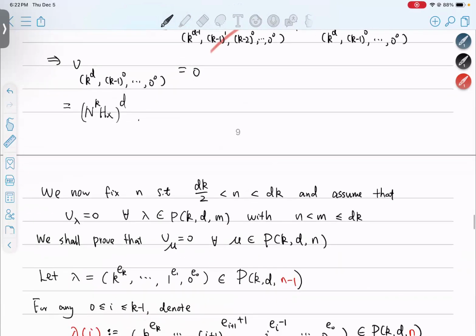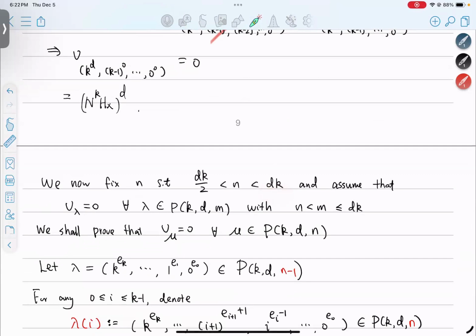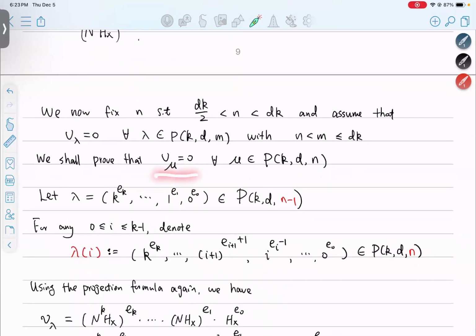Now by induction, we fix an arbitrary n such that n is greater than half dk and less than dk, and we assume that as long as lambda is a partition of m, where m is greater than n, then V lambda is 0. So this integer number is 0 when lambda is a partition of m greater than n. Now we just need to show it when m is equal to n. In other words, for any partition mu of n, V mu is 0.